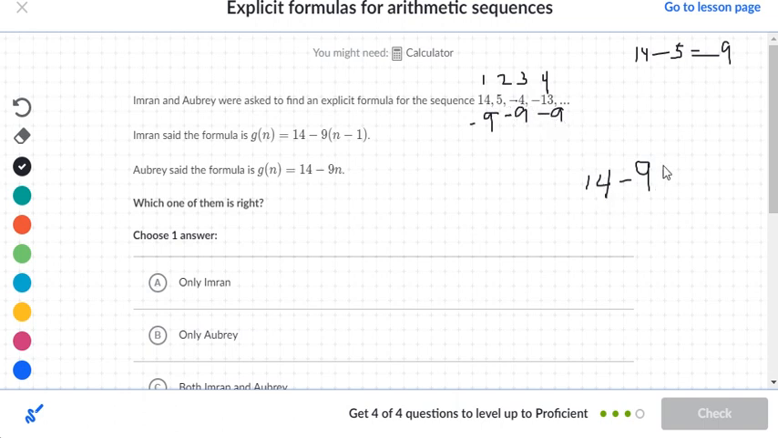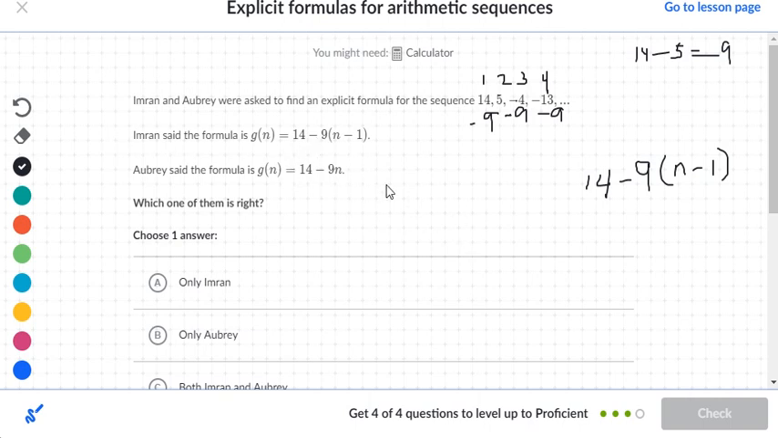So we're going to have 14 minus 9, and then we're going to have n minus 1. Make sure you realize that even though we got that positive 9 at the start, you're not adding 9 each time, you're actually subtracting 9 because you want the numbers to get smaller. So looking at that, we exactly match the first student.